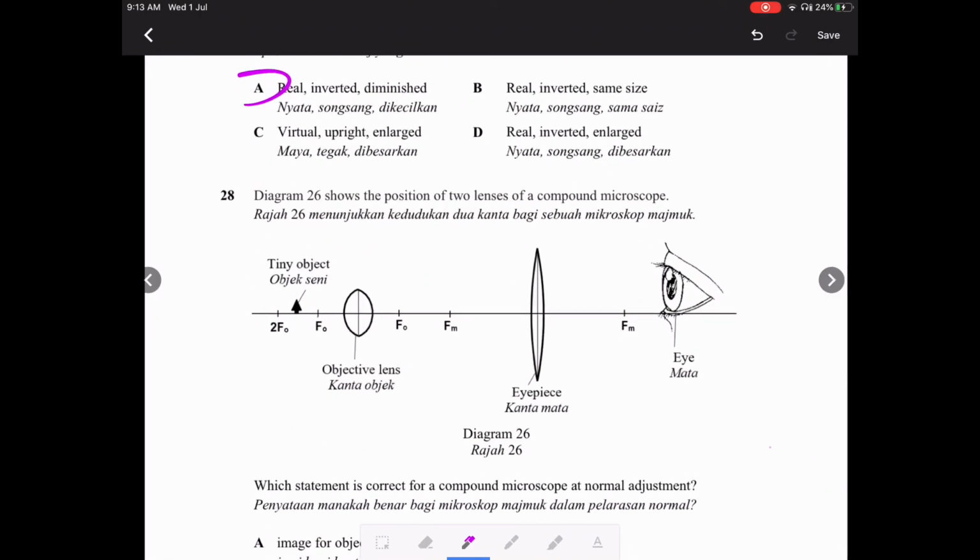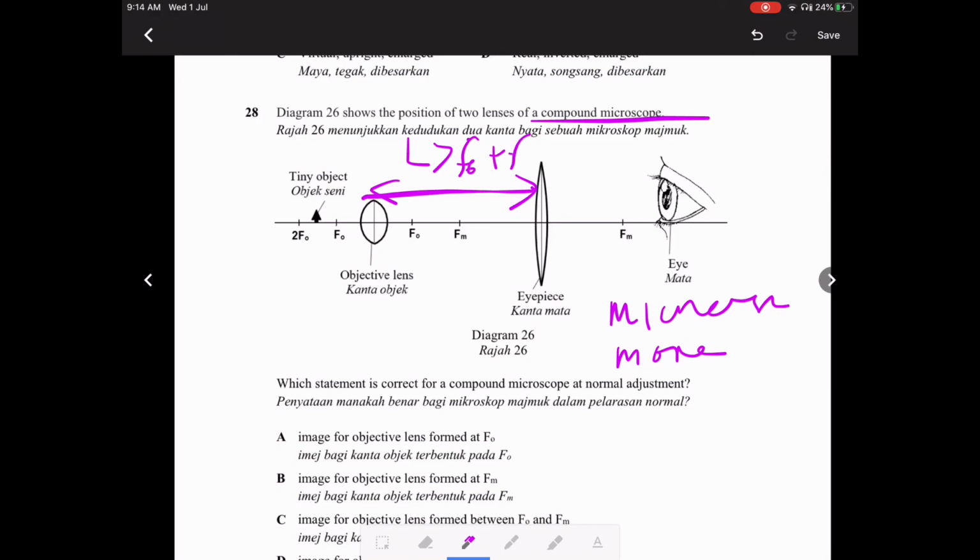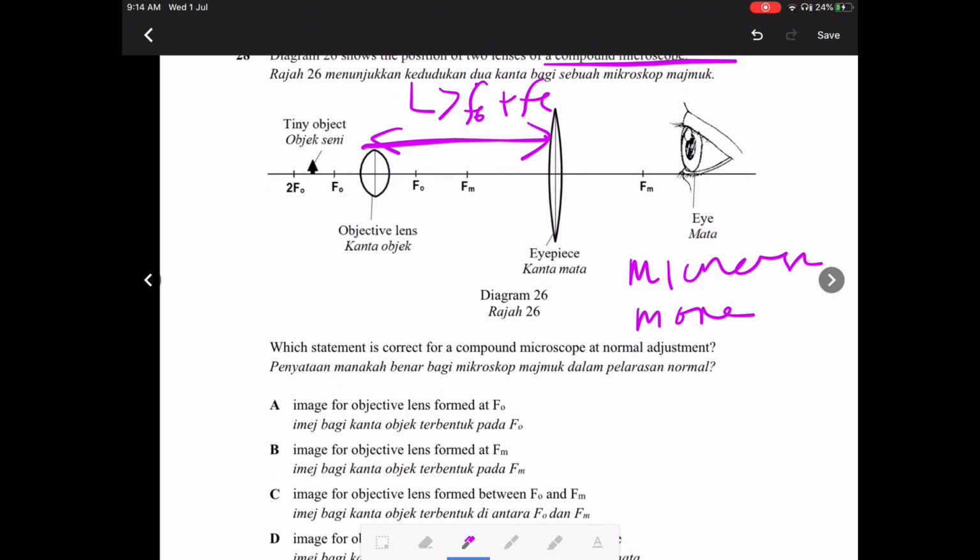Okay, number 28. Ini ialah compound microscope. Which statement is correct for a compound microscope at normal adjustment? Which statement is correct? Compound microscope. So, jarak antara kanta ni mesti more. So, L lebih besar daripada FO plus FE. Okay, apa soalan dia? Which statement is correct about compound microscope?